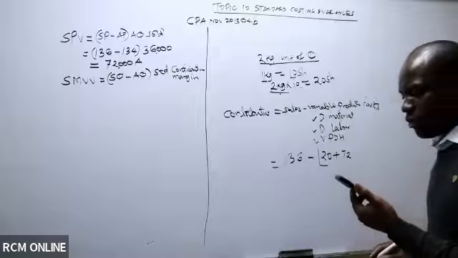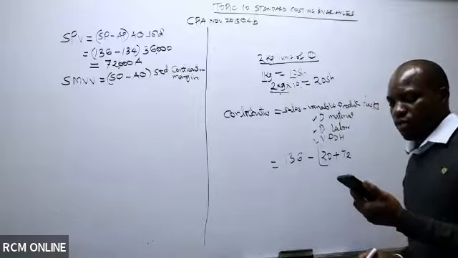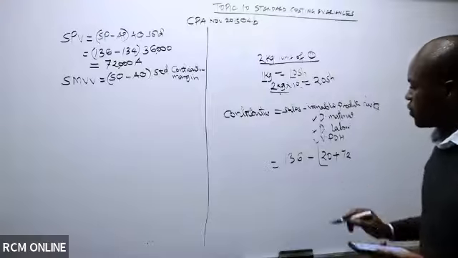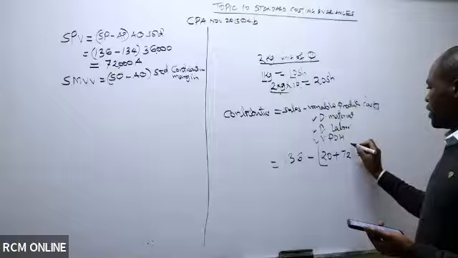Do we have variable production overhead given in the question? No. If it was there, we would have added it here. But because we don't have it, this is what will give us contribution. So 136 minus 20 plus 72. That is 136 minus 92. What are you getting?